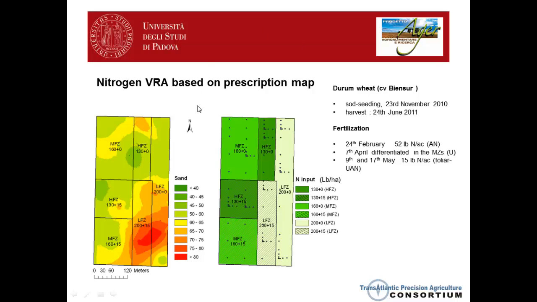This is the field. You can see there is a large variability, with higher sand content in the lower part and lower sand content in the higher part. At the beginning, we applied prescription map methods, so with very high rates of nitrogen for the sandy area, and lower nitrogen for the high fertility area. We cultivated durum wheat in sod seeding.